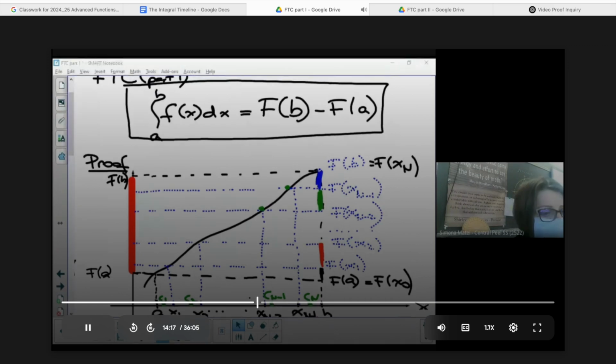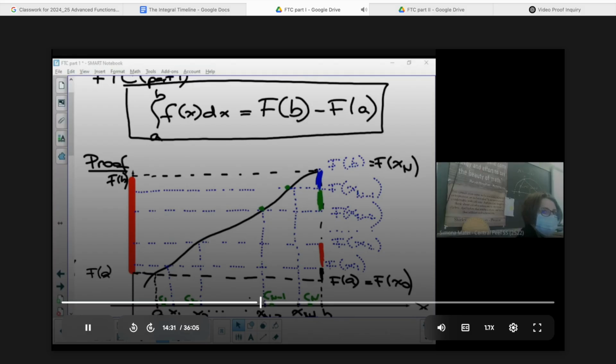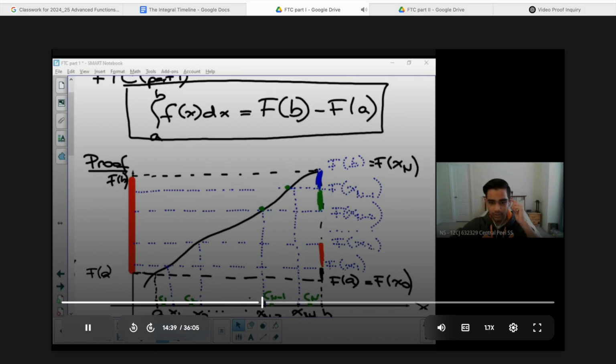For example, who can help me from home? Let's see. Nikhil. It's the vertical length between F at a and F at b. Be more specific. Look at my graph and be more specific there. So then I guess the sum of F at x1, F at x2.